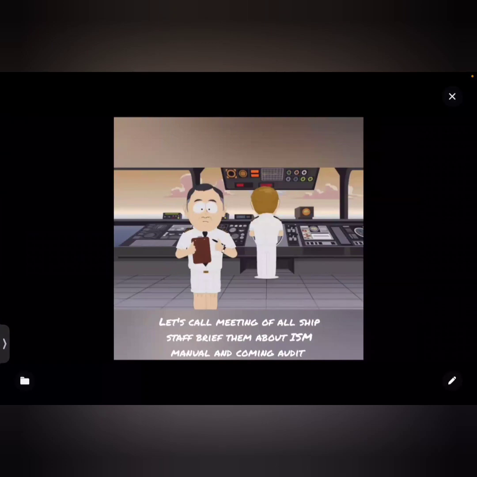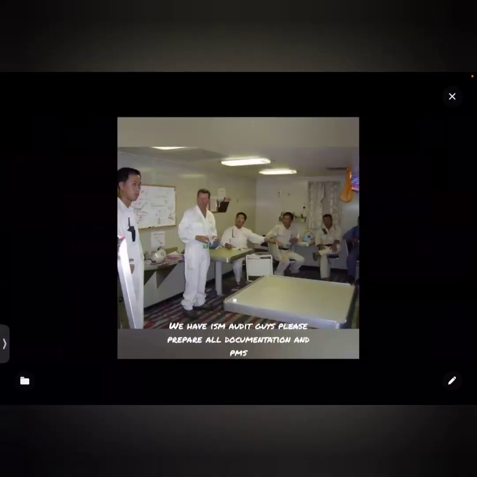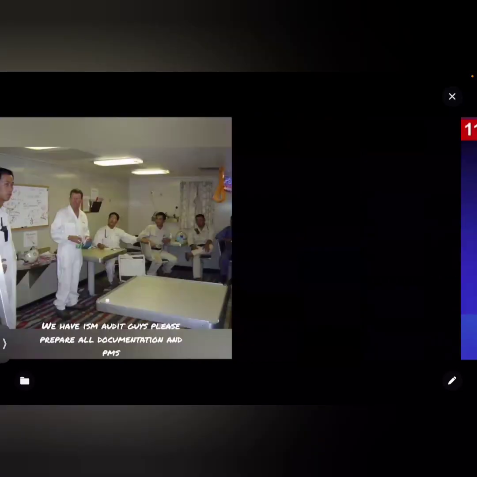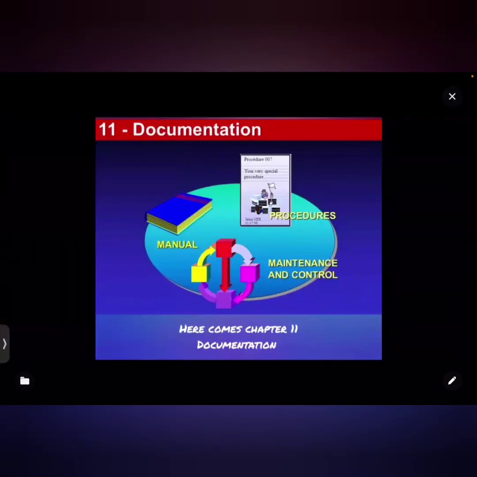Now the captain is ready for his dinner, so he just wants to finish with the meeting. He says, let's call the meeting of all ship staff, brief them about the ISM manual and the coming audit. And then the captain tells everybody in the meeting, guys, we have an ISM audit. Please prepare all your documentation, PMS. Here comes your chapter 11, documentation.